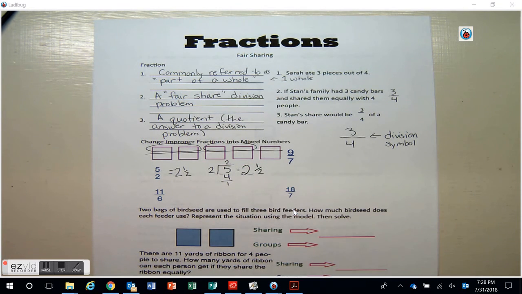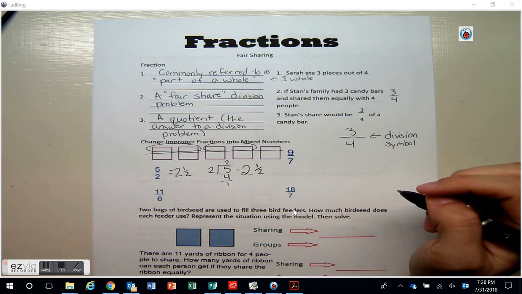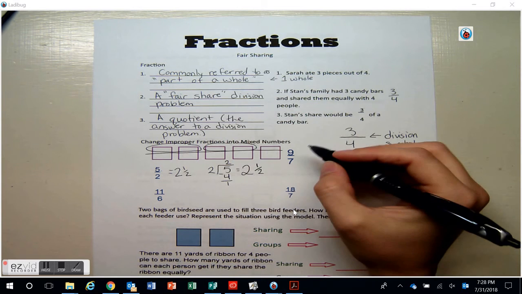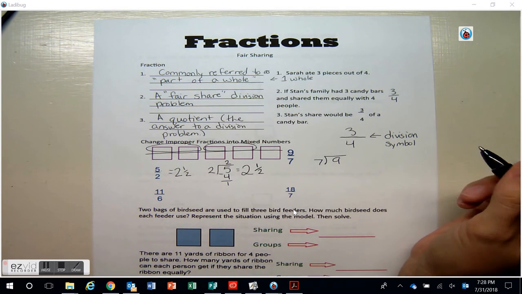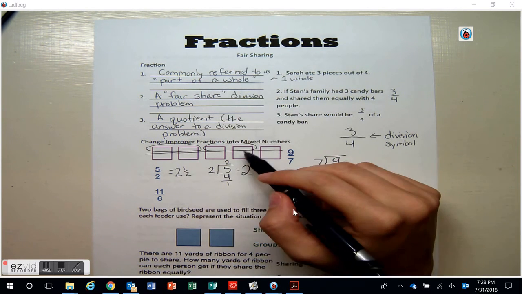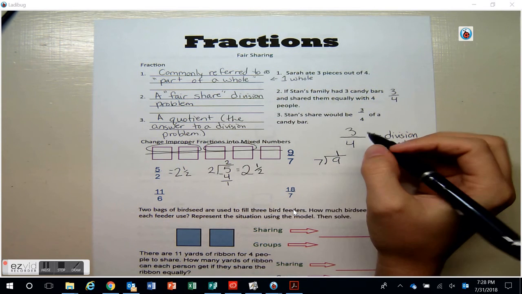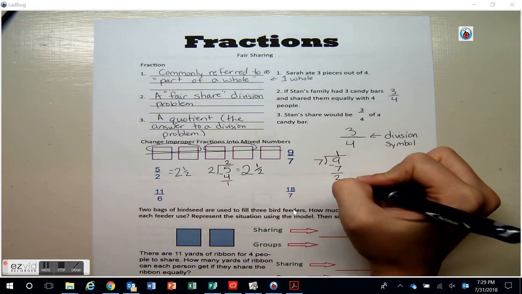This is how I would write the division problem, but I already know that this can be written as a fraction. Let's apply that to something that we're familiar with. Change improper fractions into mixed numbers. Here, 5 halves. If I have 5 brownies, 1, 2, 3, 4, 5, and I split it in half, here I have 1 whole, 2 wholes, and 2 1/2.